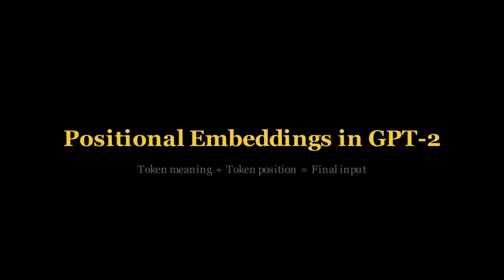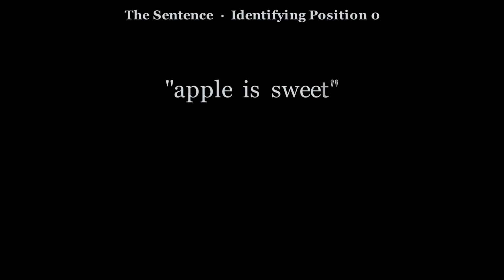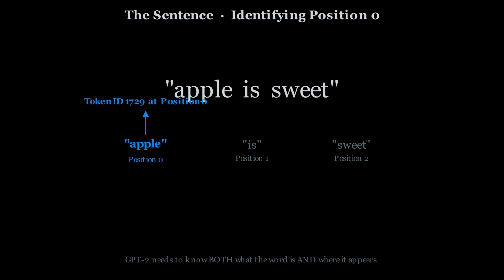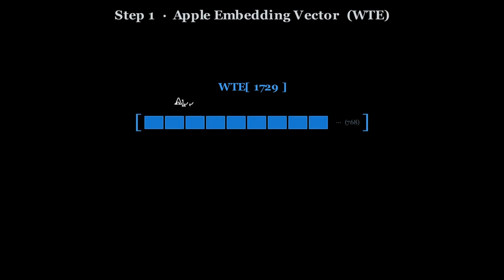Let's understand how we give words their position in a sentence. Imagine the sentence, apple is sweet. Here, the word apple is at position 0. Now, we already have an embedding for the word apple, but that only captures its meaning. To tell the model where the word appears, we need a positional embedding, and it must have the same size, 768 dimensions, so we can combine them later.